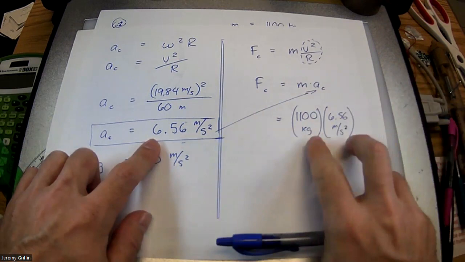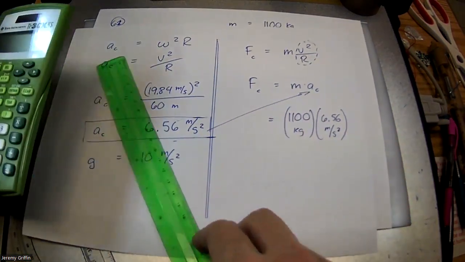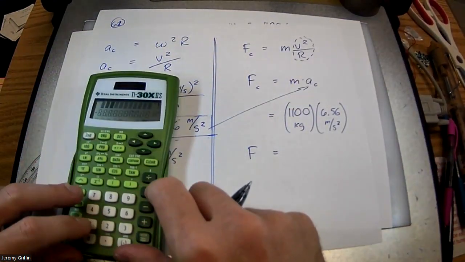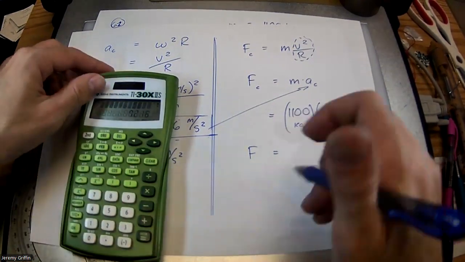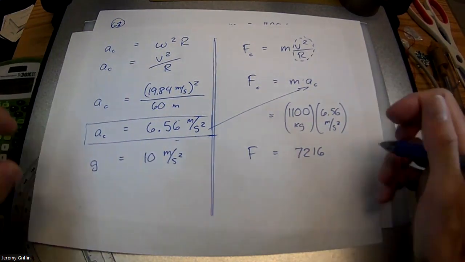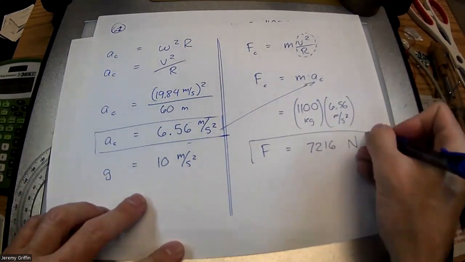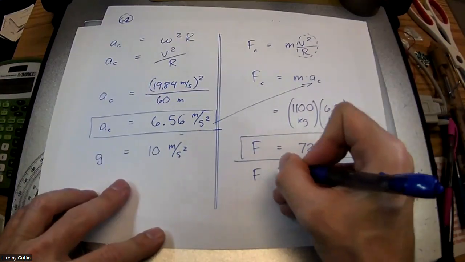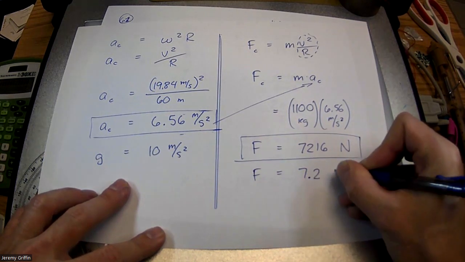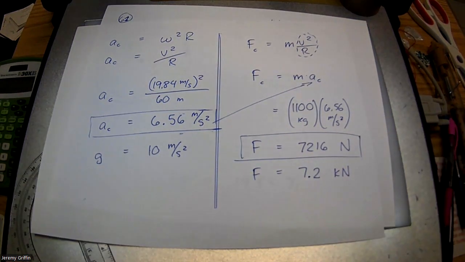Okay. And because these are in base SI units, kilograms and meters and seconds, you guys can know the unit for force. And that's 7,000 what? What's the unit? Newtons. Yeah, it has to be newtons. Or if you like, you could even say 7.2 what? Kilonewtons, or times 10 to the third newtons.